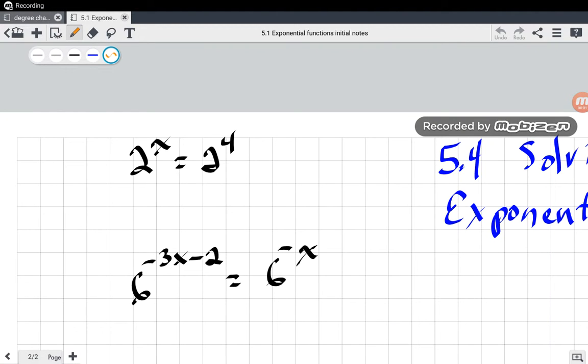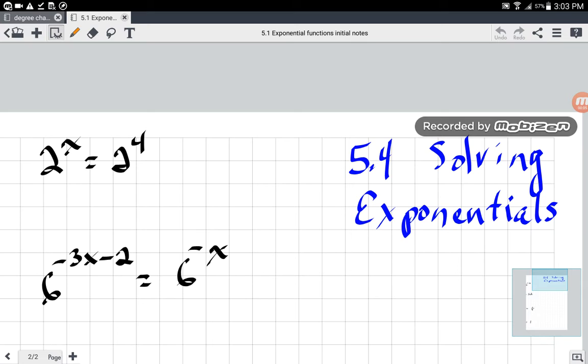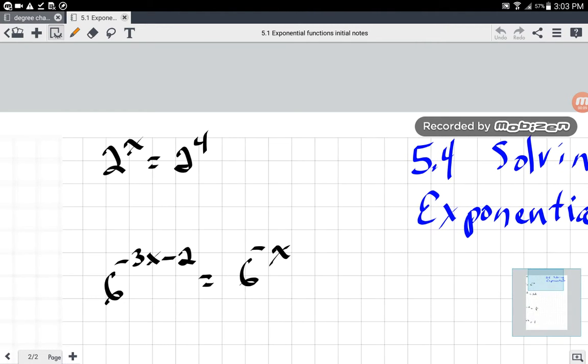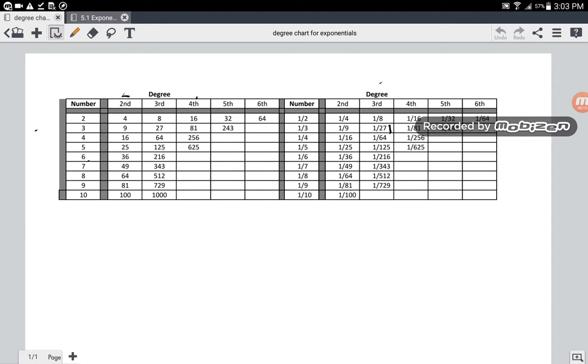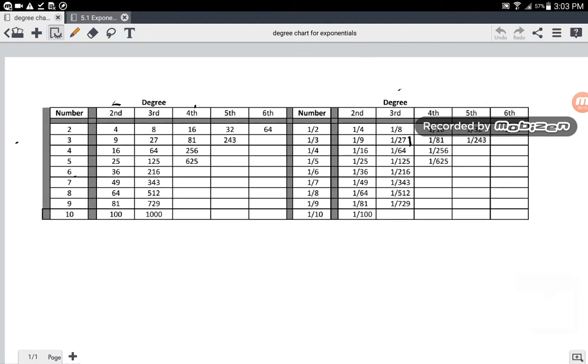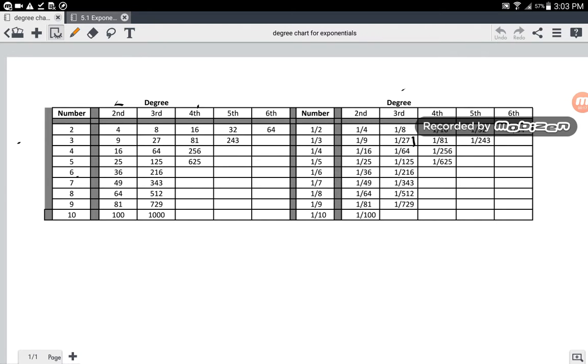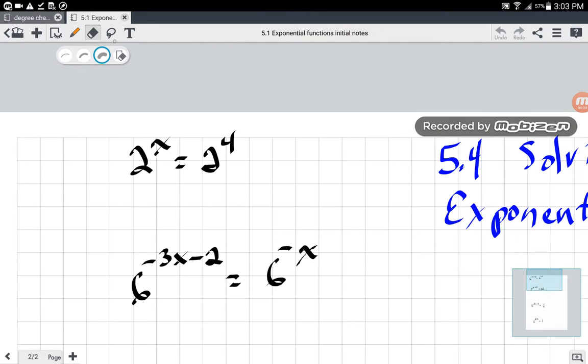This should be day one of solving exponential equations. There's going to be a handout that goes with this, 5.4, solving exponentials. And in addition to that handout, there's going to be this, I call this just a degree chart. It has different numbers raised to different powers, and I'll show you how to use this as I go through. So let's start here.